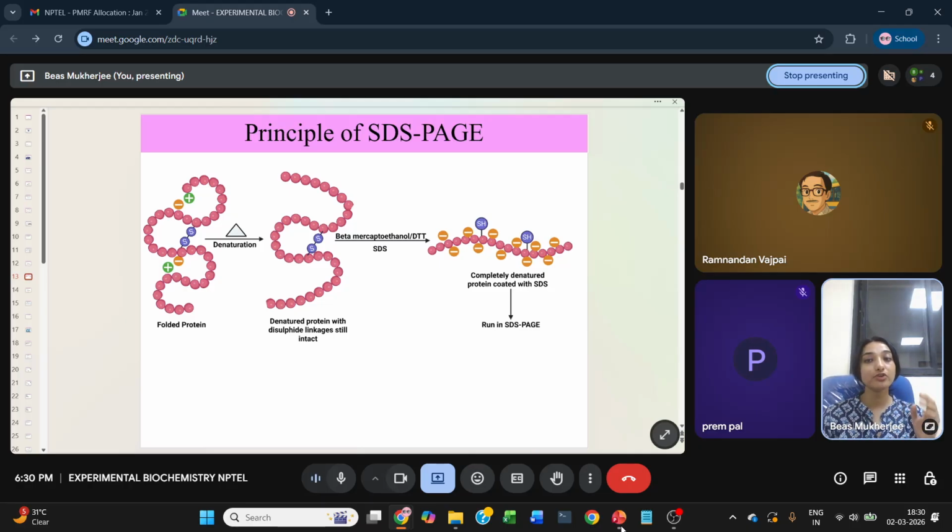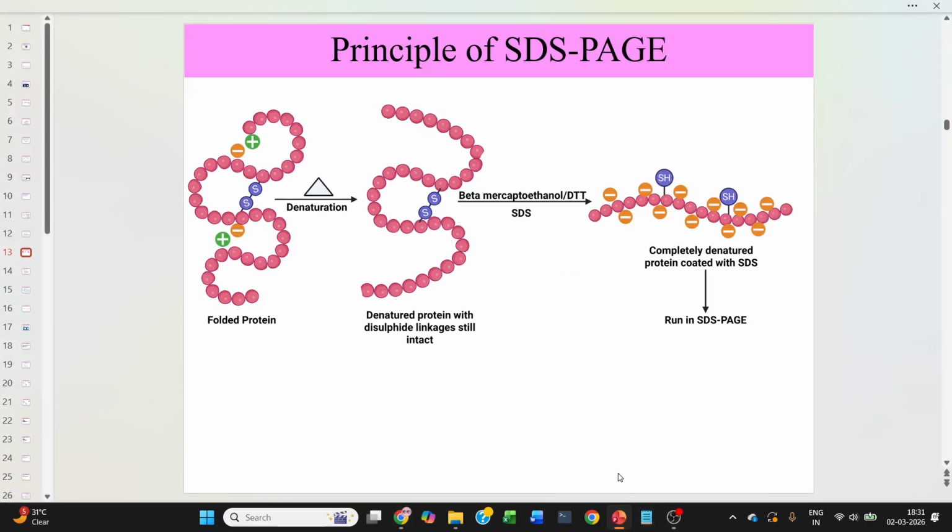So here is the principle of SDS-PAGE that you can see very nicely. When you are denaturing the protein, heat is applied. Heat helps to denature the protein, and once the protein is denatured, beta mercaptoethanol is added. It breaks the disulfide linkages. SDS coats the protein completely. It also assists in denaturation because it is a detergent, and SDS coats it and gives it negative charge so that it runs uniformly in the SDS-PAGE.